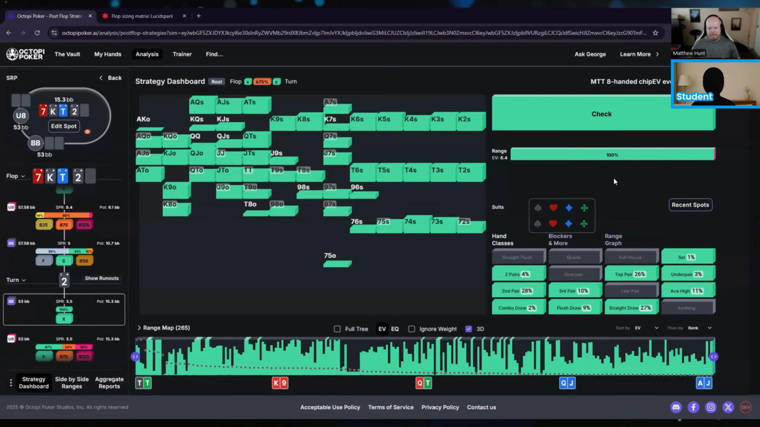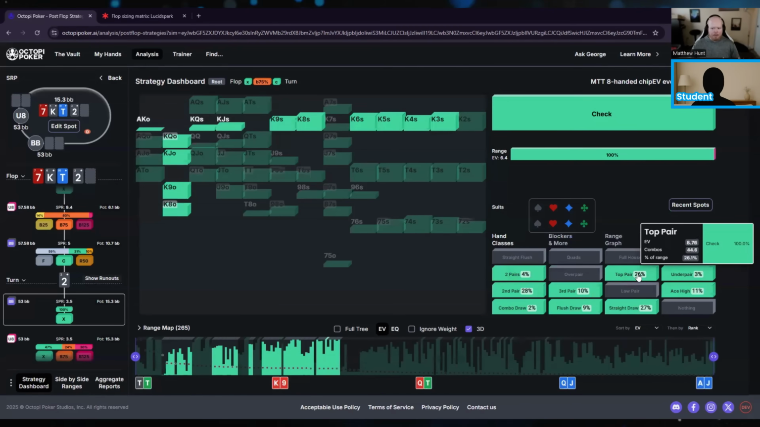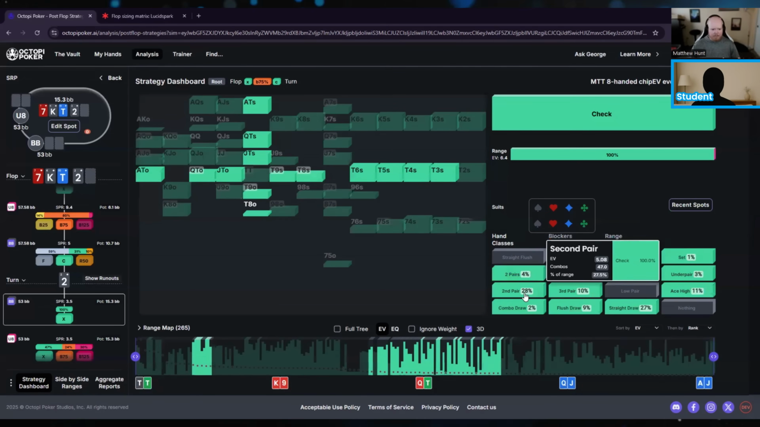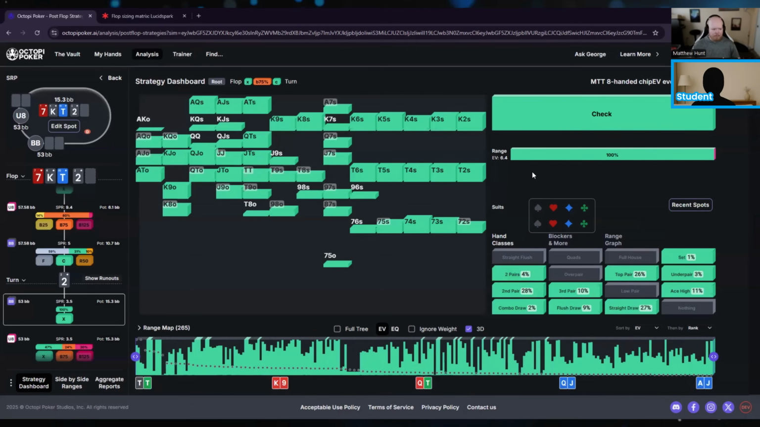And then 26% top pair and 28% second pair, right? So when they call a big flop bet here, they mostly have top pair or middle pair. They mostly have exactly what you expect them to have, right? Top pair or middle pair.